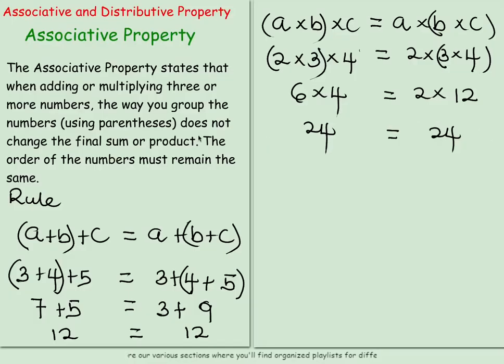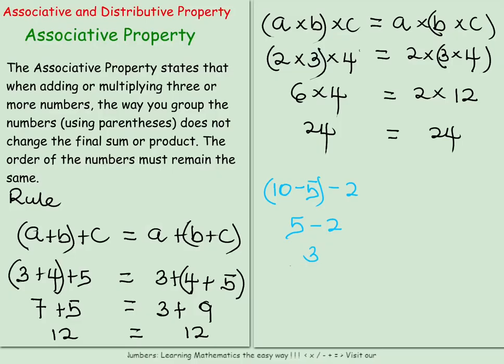Now, this rule does not hold for subtraction or division. It does not hold for subtraction or division. For instance, if we take 10 minus 5 and then minus 2, first of all, let's choose to work 10 minus 5 first. So 10 minus 5 gives us a 5. So 5 minus 2 gives us what?